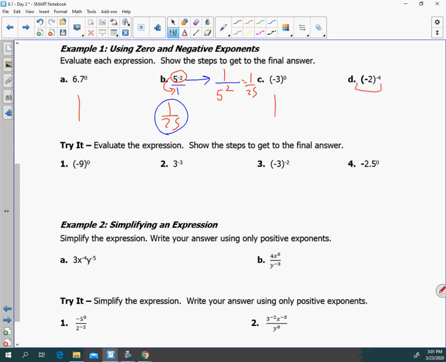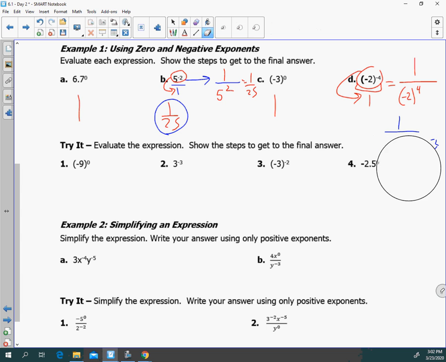Over here, I see that negative. See how it's in parentheses? That's okay. It's really over 1, so I'm going to take it and dump it on the bottom, and it becomes negative 2 raised to the positive 4th power now. Well, this is really negative 2 times negative 2 times negative 2 times negative 2. That's really 4 times 4. So it's really going to be 1/16 on the bottom.